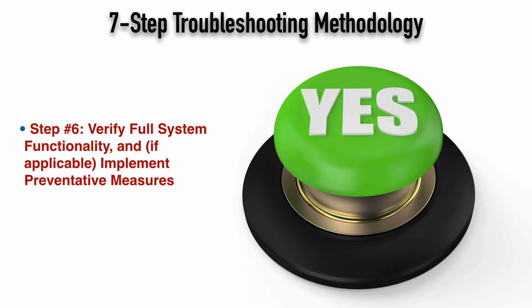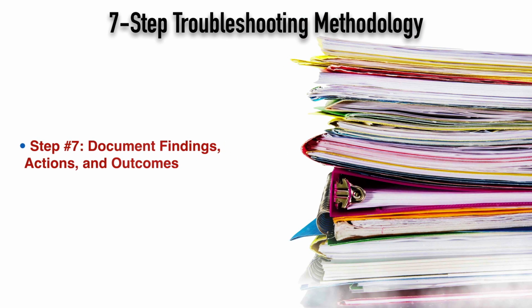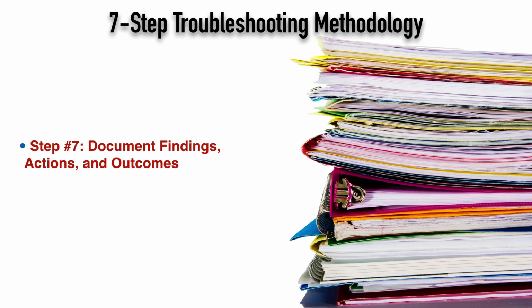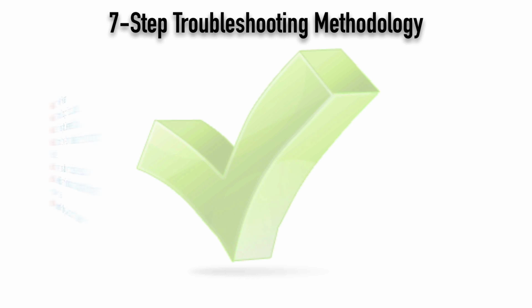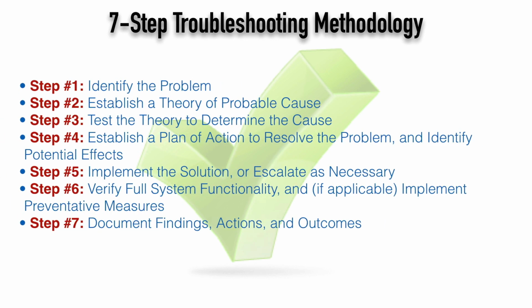And if everything is good, great. What we can do then is document exactly what we found. So if a similar issue happens in the future or something else happens in the future and we want to look back at our service records, we've got documentation of that. So here's a summary of that 7-step troubleshooting methodology that we need to memorize for the CompTIA Network Plus exam.